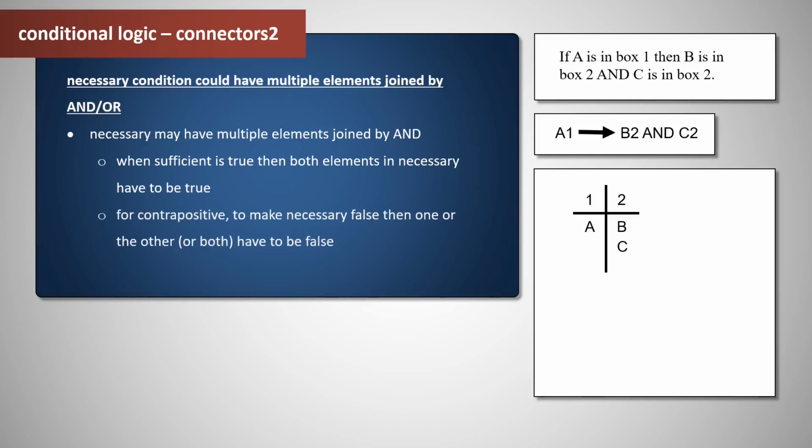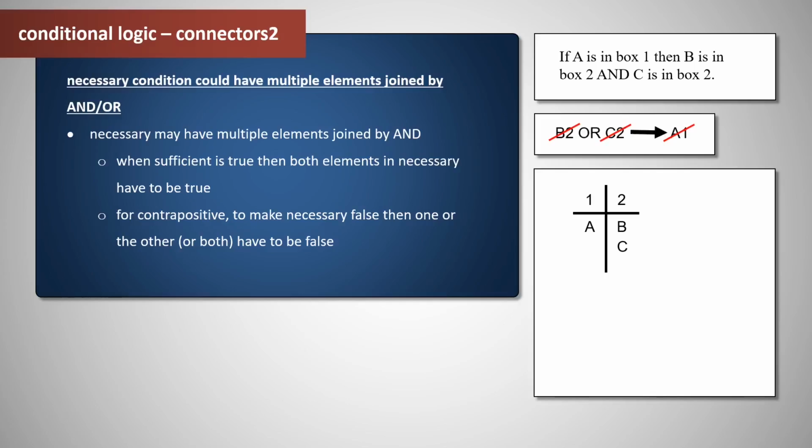For the contrapositive, to make the necessary false, then one or the other or both have to be false. So the contrapositive of this would be we would have to negate B2 and C2. Now remember, what does that tell us? That tells us that B and C are not together in 2. That doesn't mean that they're both in 1. That just means they're not together in 2. So it means that maybe B is in 1 or C is in 1 or maybe both.